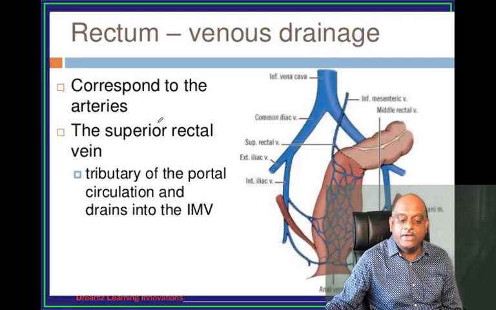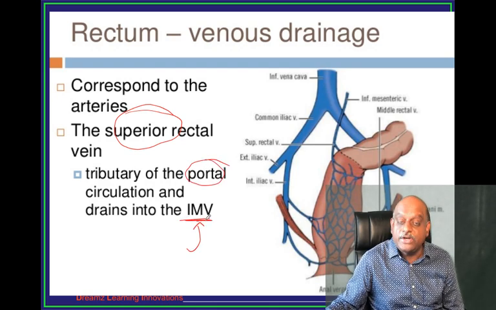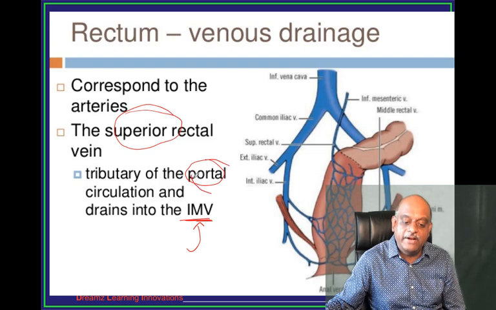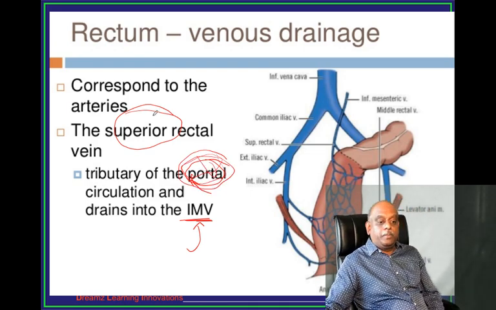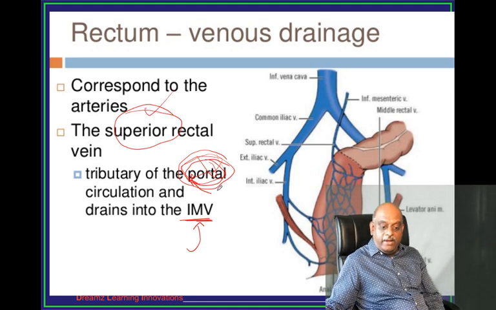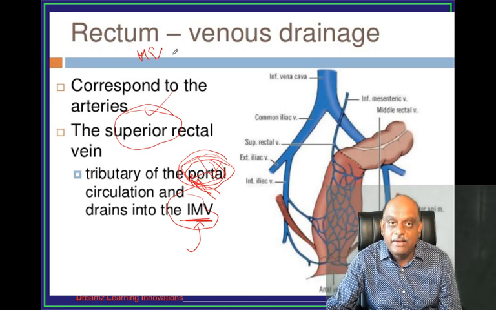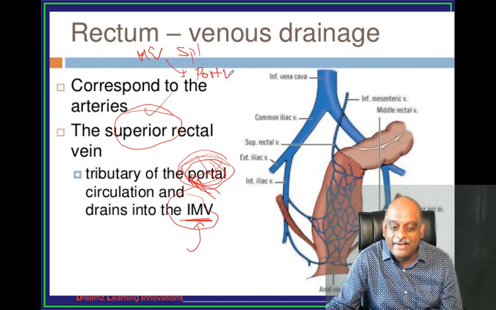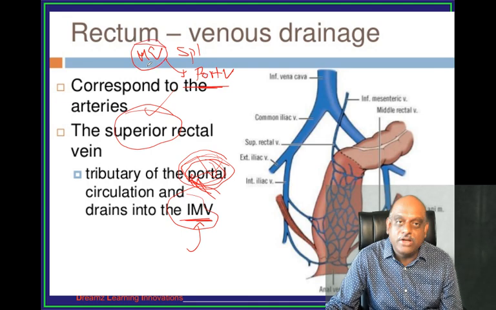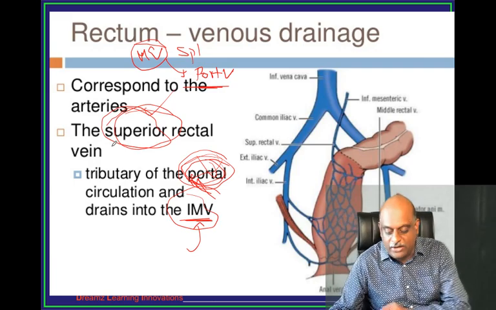Then how is the venous drainage? Superior rectal vein is a tributary of the portal circulation and drains into inferior mesenteric vein. Inferior mesenteric vein contributes to the portal circulation. So, superior rectal vein drains into inferior mesenteric vein and goes into portal circulation. So, fundamentally, mesenteric vein and splenic vein together will form portal vein. Right? So what drains into the mesenteric circulation? Superior rectal vein, that is portal component.